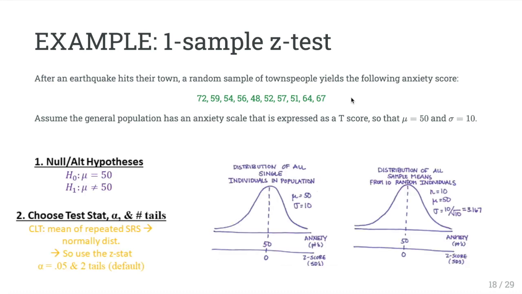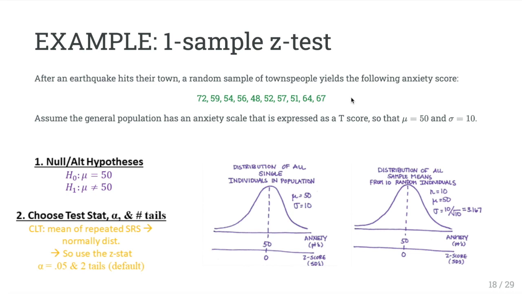If we go through our steps, the first is stating the null and alternative hypotheses. The null is that our population is equal to this other population of 50. The alternative is that they are not equal. Now, the next step is choose the test statistic, your alpha, and the number of tails. So we're going to use a z-stat with an alpha of 0.05 and 2 tails.